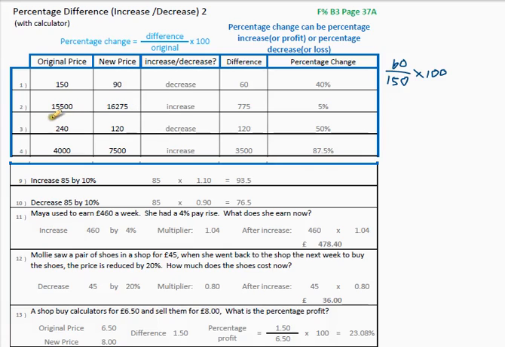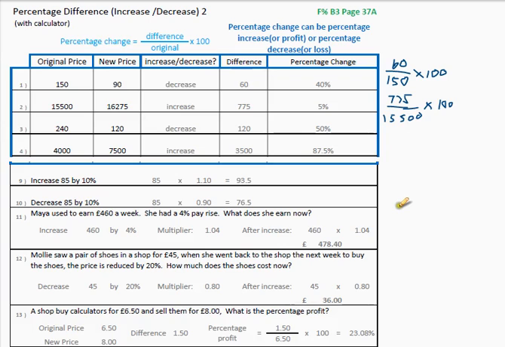Okay, this one, can you see this one is larger than this one? The new price is larger. In other words, it was an increase. The larger one take away the smaller one, that is the difference. So how did you work out the 5% there? You said it's 775, the difference over the original. Originally it was this. It doesn't matter if it's smaller or bigger. That is what it was, and we times with 100. Okay?